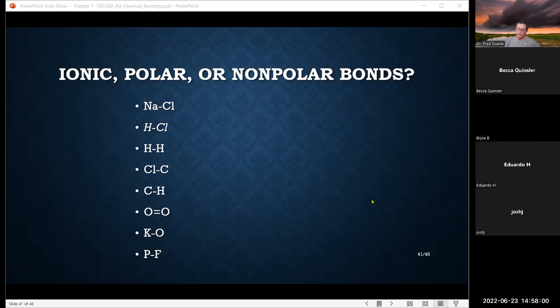Here, you might have a list of things, and they want you to figure out which is ionic, which is polar, and which is the non-polar bonds. We're talking about just about the bonds. We have the combination of sodium and chloride. Obviously, metal, non-metal, it's ionic. Hydrogen and chloride is covalent. More specifically, it is a polar covalent bond because we have two dissimilar atoms. Hydrogen and hydrogen, it's covalent, but it's non-polar because the two atoms are the same. So it's equal sharing going on there with the bond.